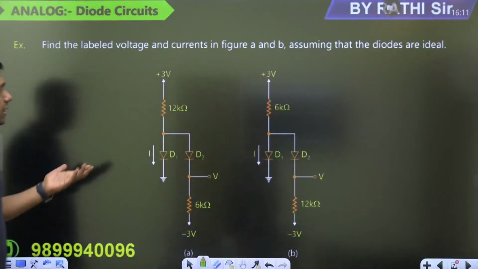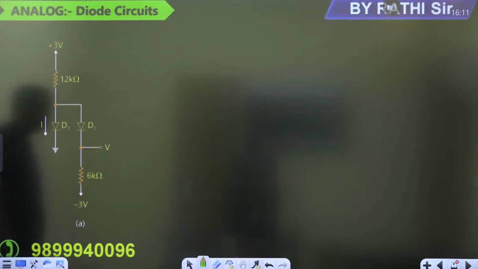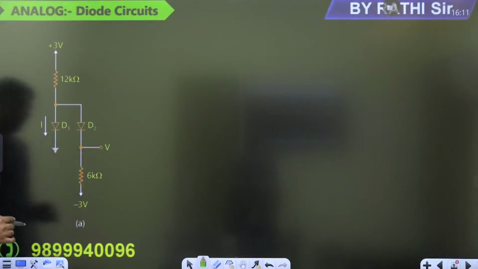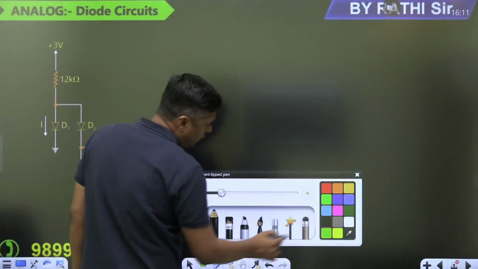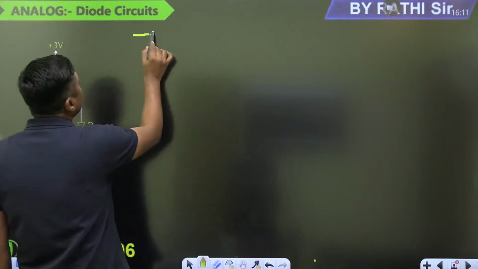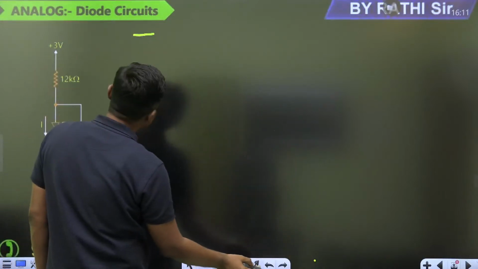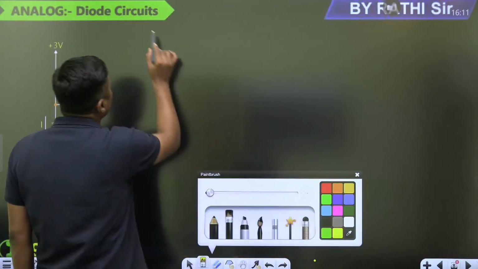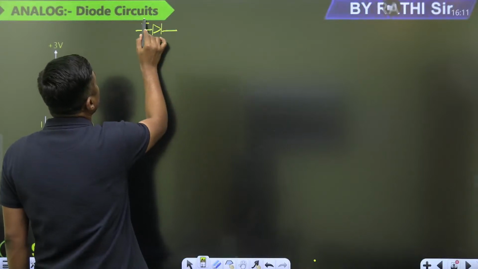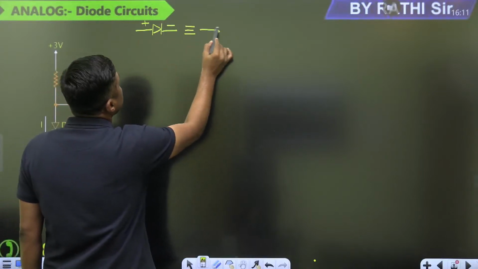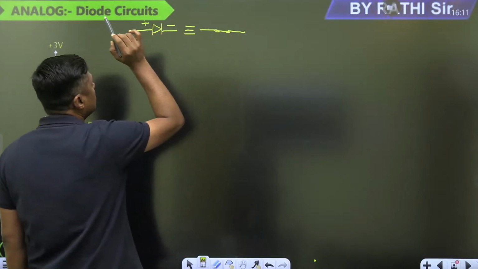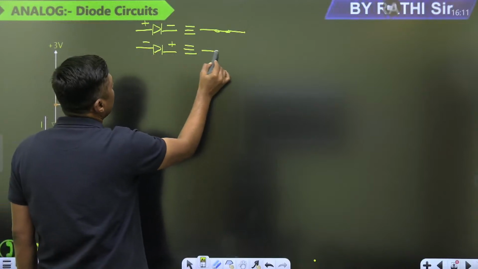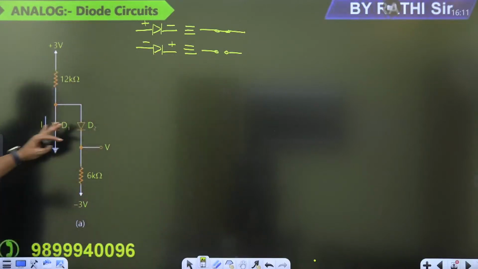Now, first of all, the first diagram, is it visible? 12 kilo ohm resistor, 3 volt, V and 6 kilo ohm resistor. Then ideal diodes, guys. For ideal diodes, we have two conditions. If it is forward bias, it acts as a short circuit. What is the voltage drop across the diode? 0. If it is reverse bias, then it acts as an open circuit.